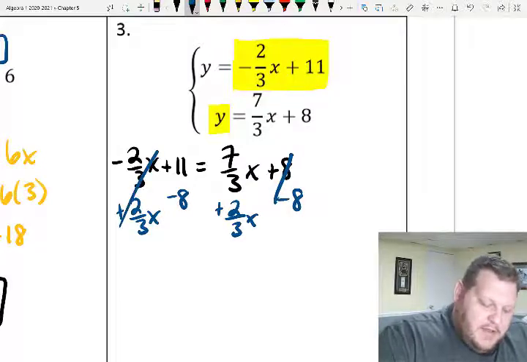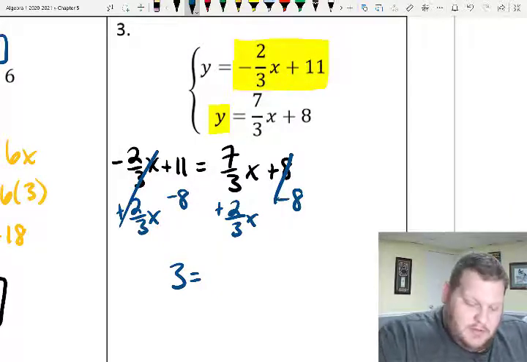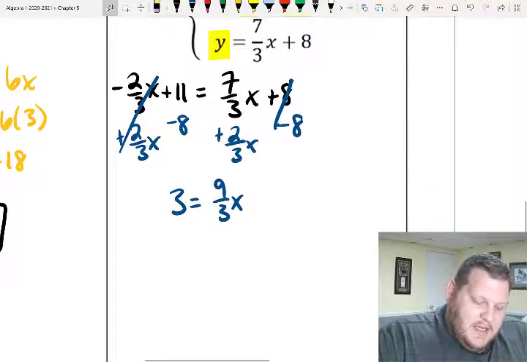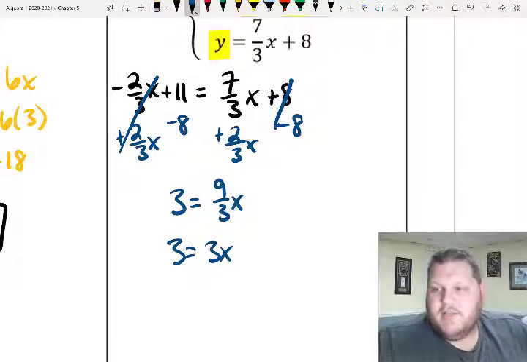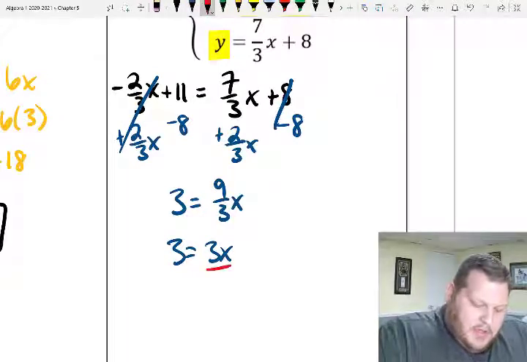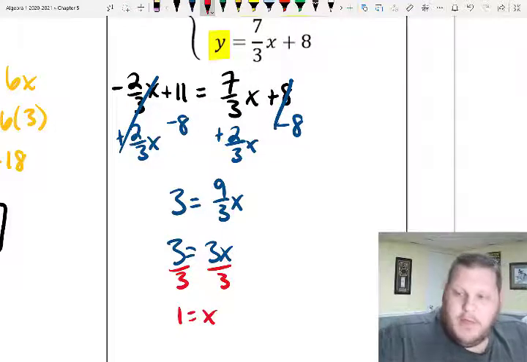X's will be together on the right. 11 minus 8 is 3. 7/3 plus 2/3 would be 9/3 x, that's really the same thing as saying 3x. Right, because 9 over 3 is 3. So I divide by 3 on both sides, and I get positive 1 for my x value.